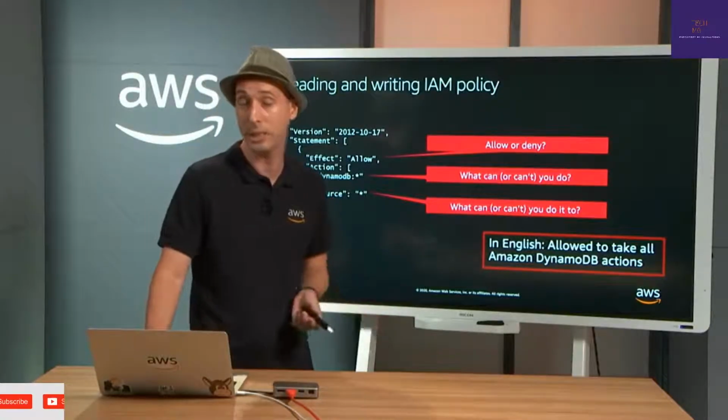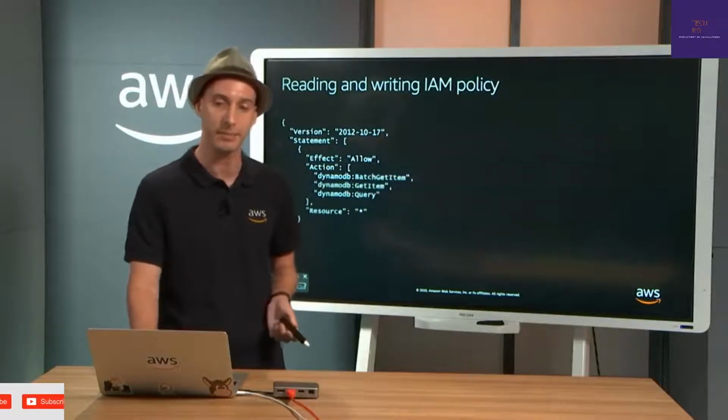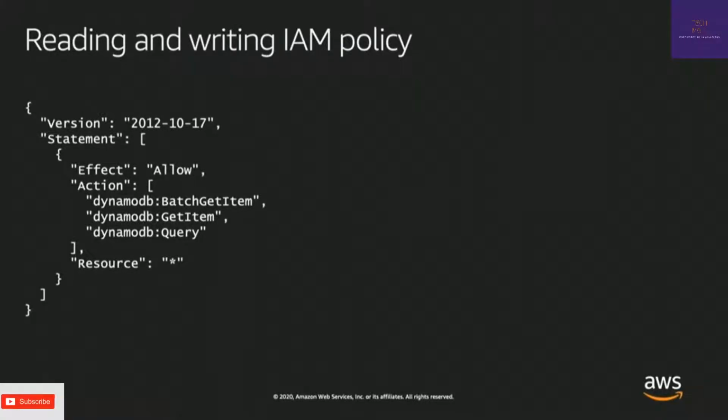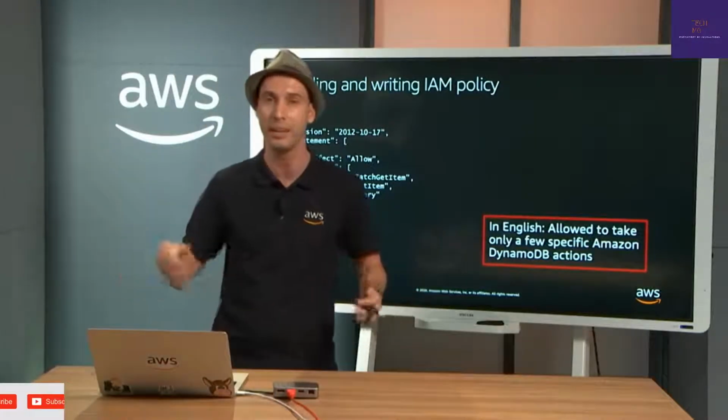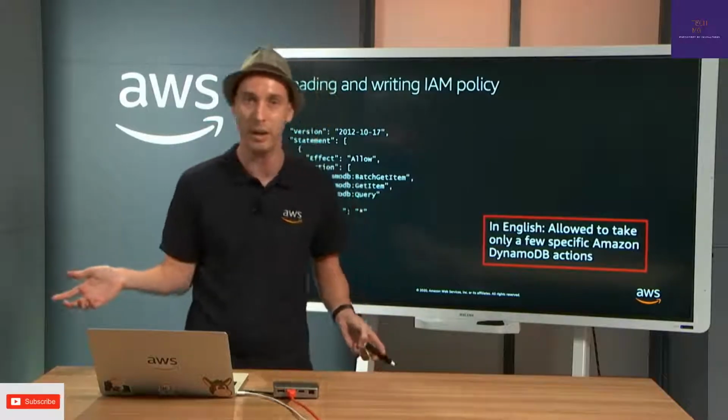But we can, and we should, write more specific policies than this. For example, instead of a wildcard asterisk for the action section, here we've added a few specific actions instead. So in plain English, this policy says that you're allowing only a few specific DynamoDB actions related to reading data: BatchGetItem, GetItem, and Query. So if you have an application that only needs to read data from DynamoDB, this would be a better policy than the other one, because the other policy said any DynamoDB action, which would have meant the ability to write or delete things as well.